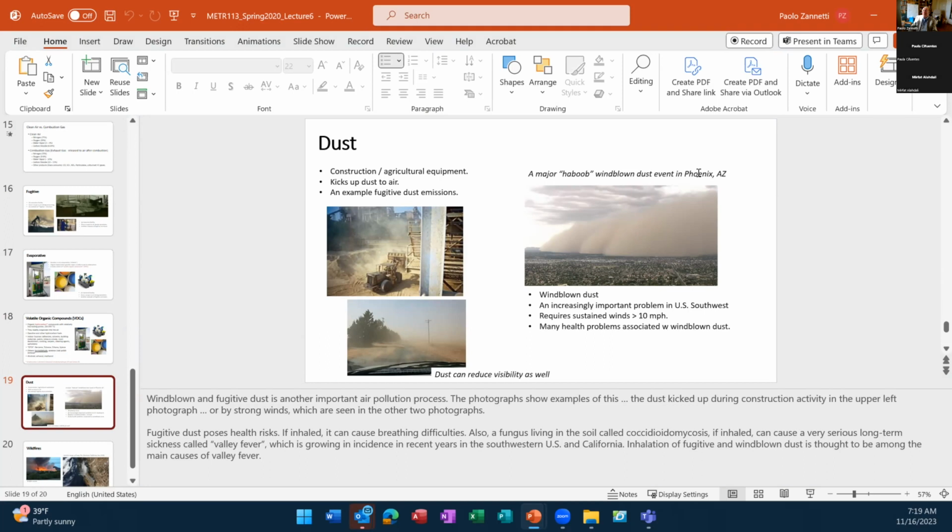Wind-blown dust event in Phoenix, Arizona. This is an example. I lived 2 years in Kuwait. I remember a few dust storms over there. Quite amazing, those dust storms. All of a sudden, you are surrounded by dust. And even if you close the window, the dust is so fine that it will enter your house, even with closed windows.